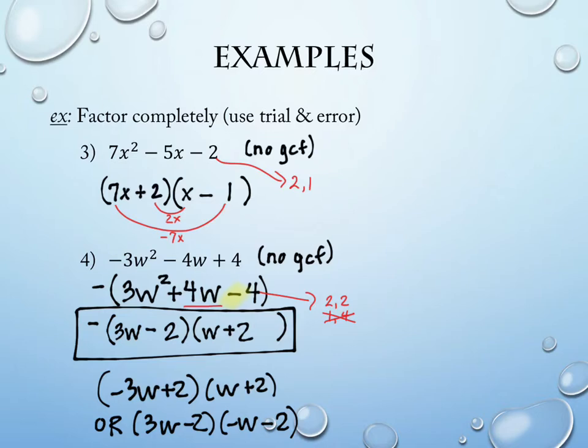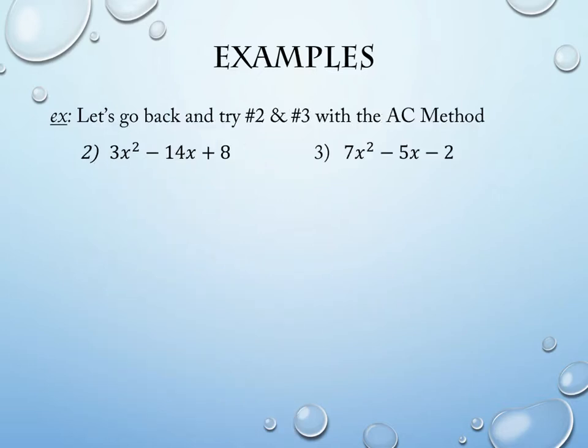All right, we're going to try a couple of the examples that we did. In particular, it was problems number 2 and number 3 with the AC method. So I've just rewritten them here. The number 2 and number 3, neither one had greatest common factors, so I don't need to worry about that piece. I'm going to show you what it looks like to do the AC method with these, though, instead of trial and error. So trial and error has sort of this nice elimination process to it. I kind of like trial and error.